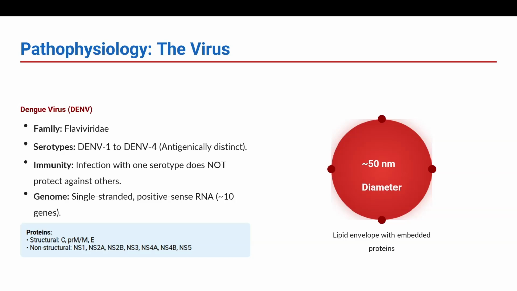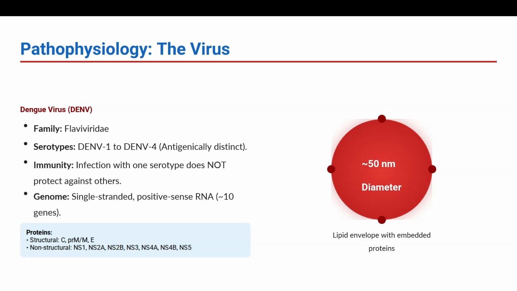So, pathophysiology. It belongs to the family Flaviviridae. There are four serotypes, DENV1 to DENV4, all of which are antigenically distinct. Infection with one serotype does not protect against the others. The genome is a single-stranded positive-sense RNA virus, around 50 nanometers in diameter. There is a lipid envelope with embedded proteins. There are structural and non-structural proteins.